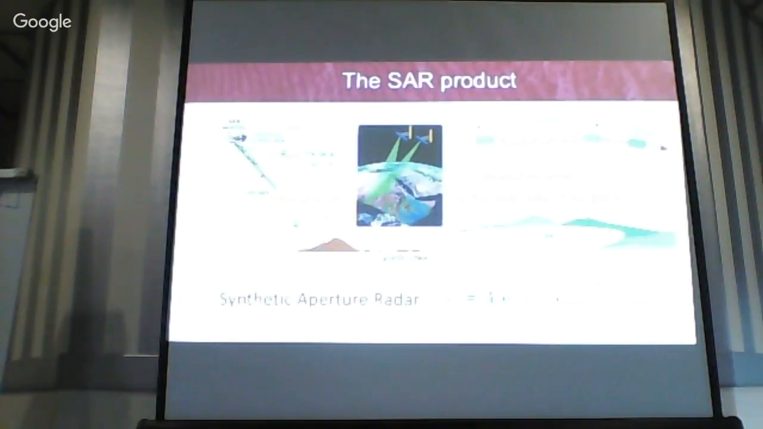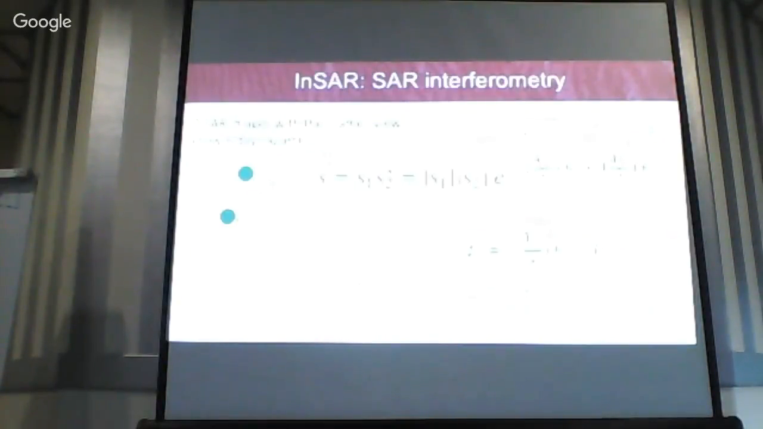It is 5 meters in one direction, 20 meters in the other direction for the raw data. Okay, we can move on.